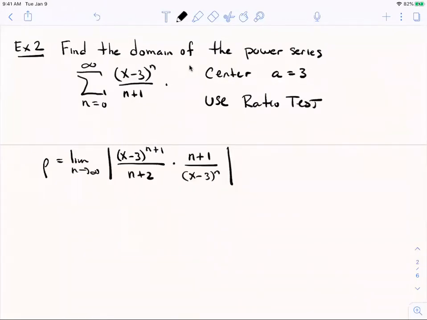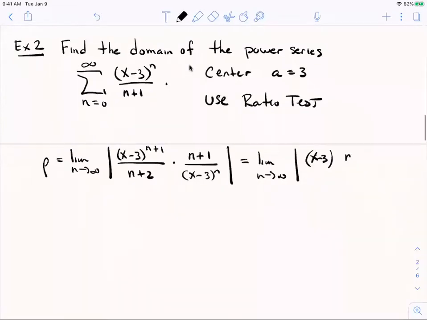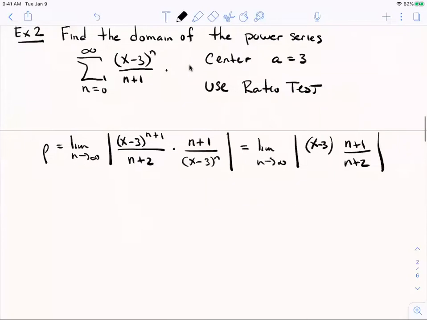And then the usual cancellations here, I'm going to split up that x minus 3 to the n plus 1, right? So I've got n plus 1 factors of x minus 3 in the numerator. I've got n factors in the denominator. Well, that's going to leave me 1 in the numerator. So I'm not going to write the details here to save some room. So I've got the absolute value of, I'd have 1 factor of x minus 3 surviving in the numerator. And then I've got, well, n plus 1 over n plus 2, which doesn't simplify at all.